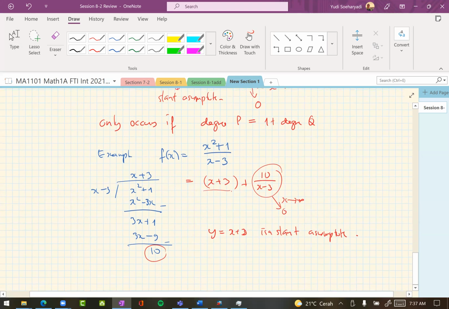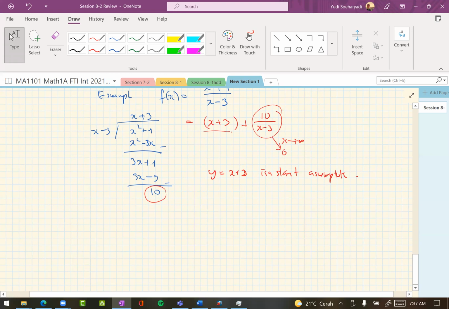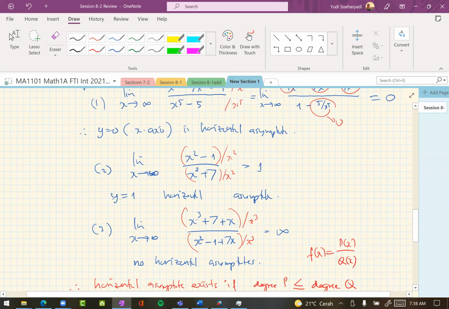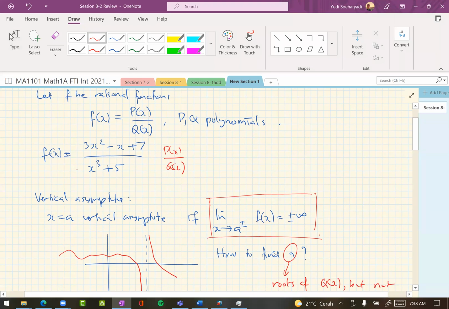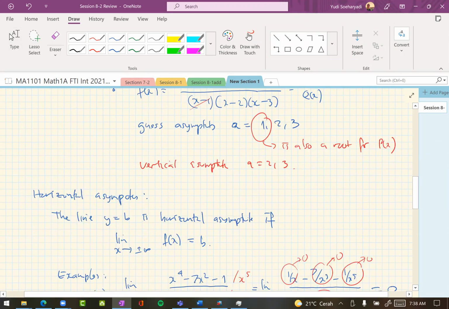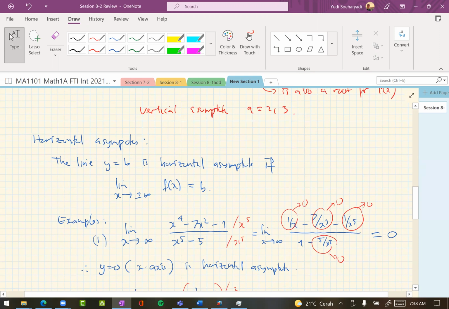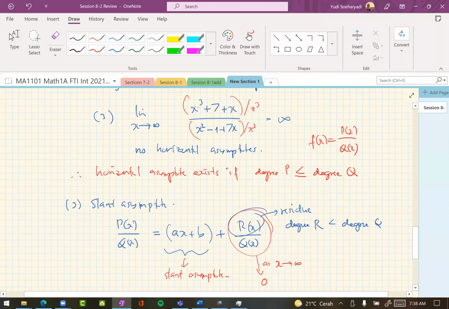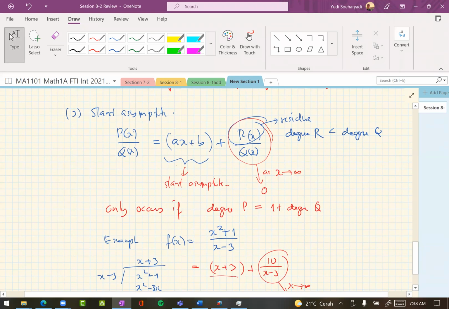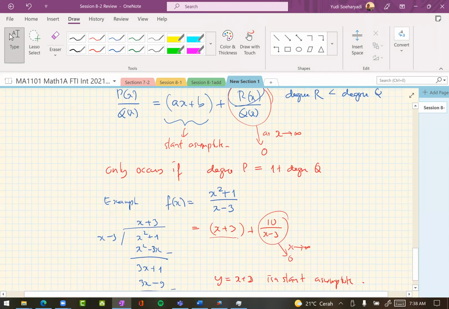Okay, questions? All right, so you know how to find asymptotes now just by looking at the form. Vertical asymptotes are the zeros of the denominator. For horizontal asymptotes, the degree of the numerator is at most the same as the degree of the denominator. If not, then forget about horizontal asymptotes. Slant asymptotes only occur when P is one degree larger than Q.